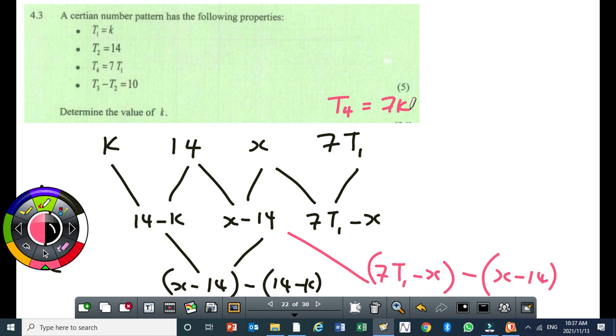Now, if you simplify this, you end up getting X minus 28 minus what? Minus, so it would be plus K. If you simplify that after putting 7K, it will be 7K minus 2X plus 14. Now, the issue is, we don't know whether this pattern is linear or is it what? Quadratic. So what do you do?